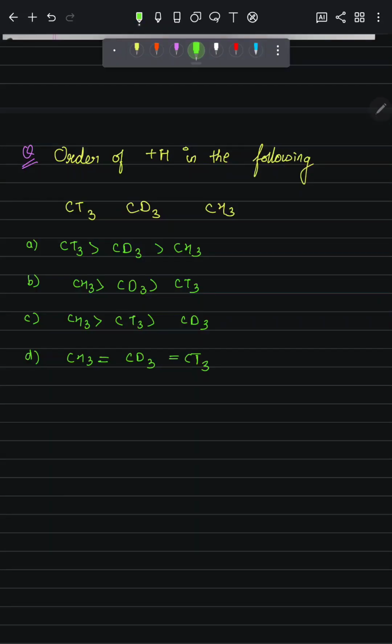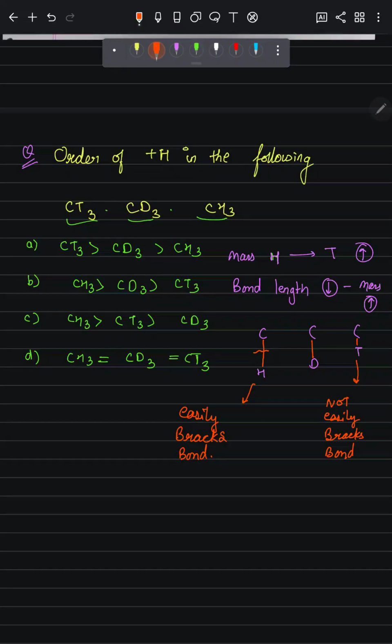There is one question asking what is the order of these three molecules in case of hyperconjugation. So we know that the isotopes of hydrogen are deuterium and tritium. As mass increases, tritium has the highest mass of hydrogen. So if the mass is increasing, then the bond strength is also increasing, and the least strong and most easily breakable bond is the CH bond.